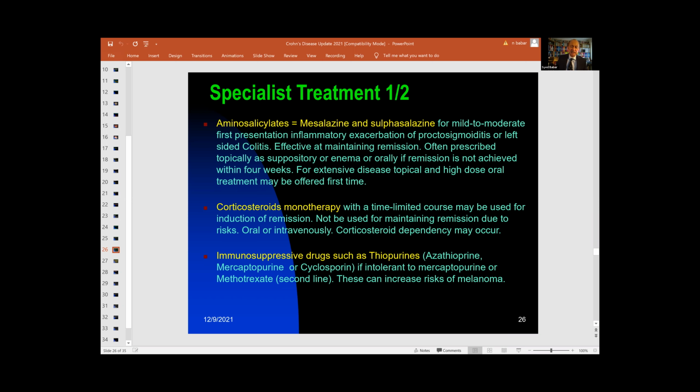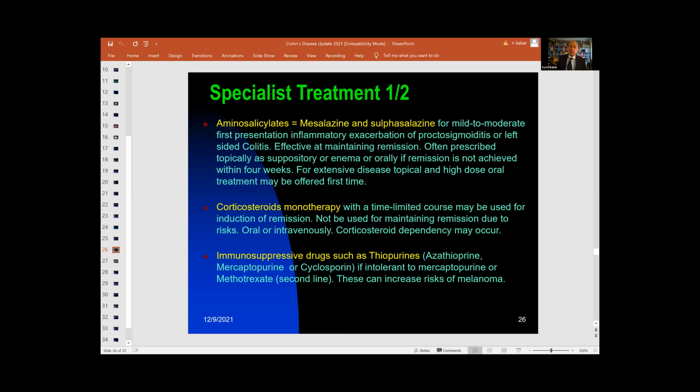And this can produce a remission, but it does not form part of maintenance therapy because of its inherent dangers with regard to osteoporosis, gastric ulcer, adrenal shutdown, and postural hypotension, and so on and so forth. Immunosuppressive drugs such as thiopurines are often used as well. So azathioprine, mercaptopurine, or cyclosporine.